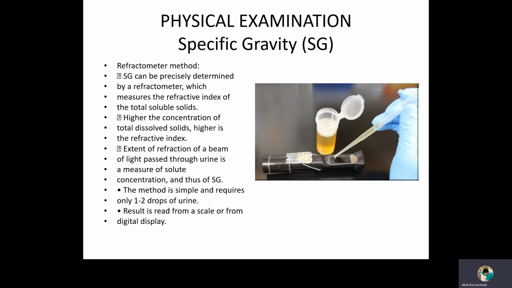The specific gravity can be precisely determined by the refractometer, which measures the refractive index of the total soluble solids. The higher the concentration of total dissolved solids, the higher the refractive index. So the extent of the refraction of a beam of light passed through urine is a measure of solute concentration, and thus the specific gravity. The method is simple and requires only 1 to 2 drops of urine. A result is read from a scale or from a digital display.